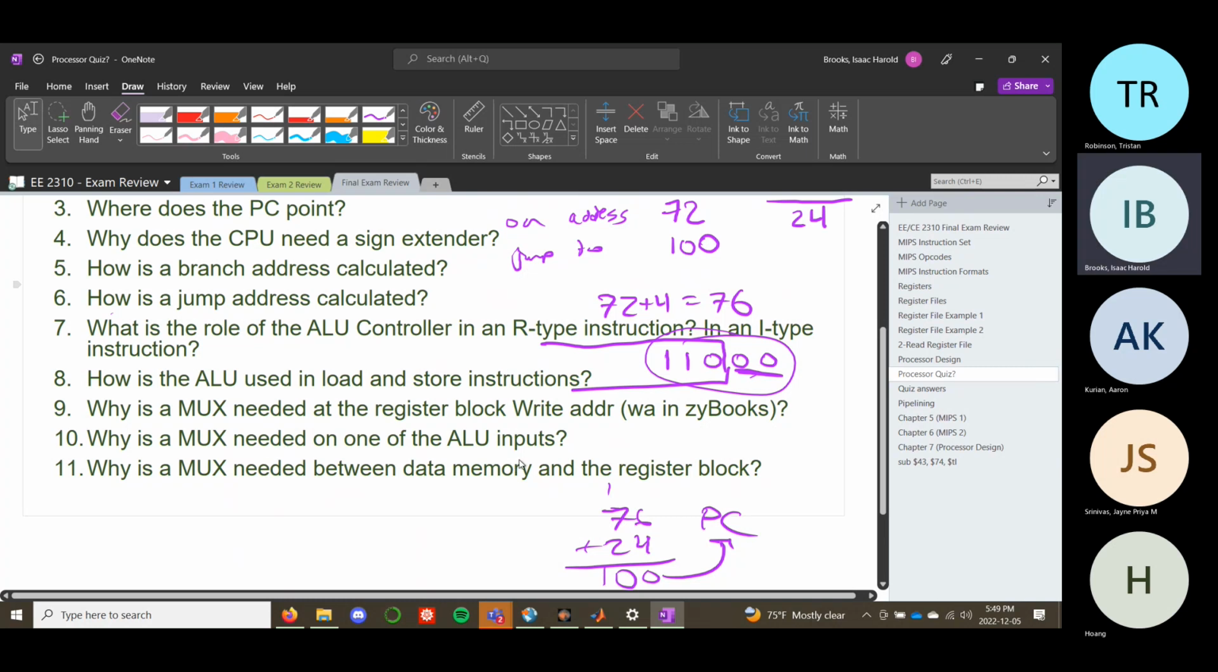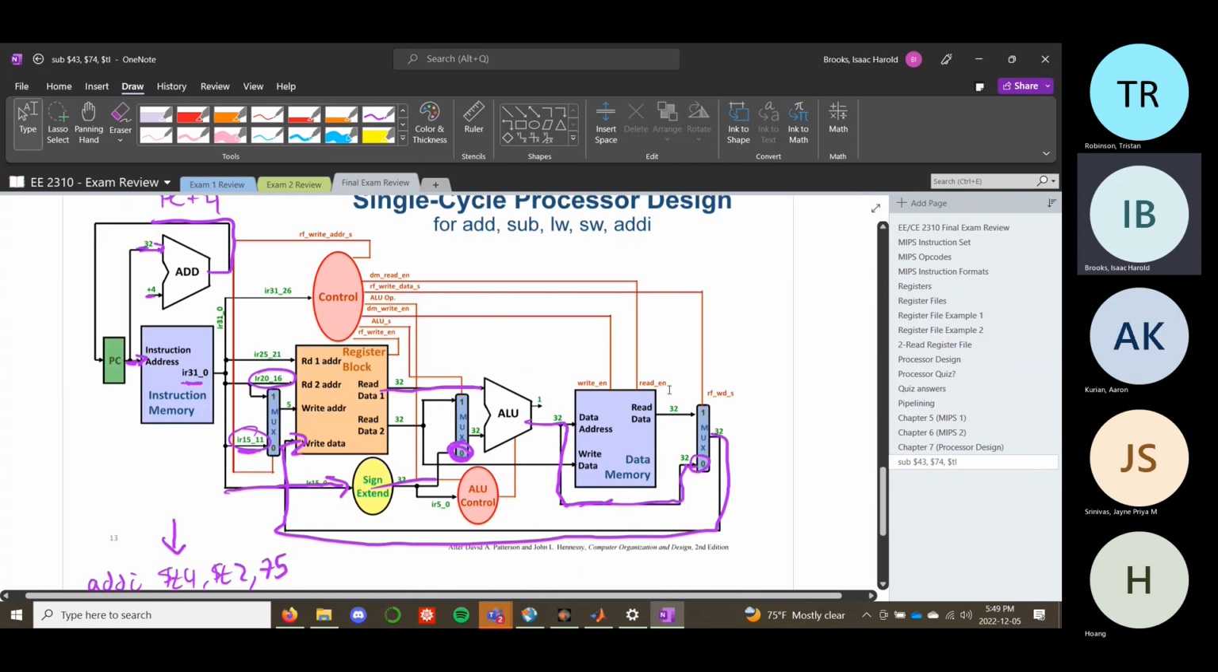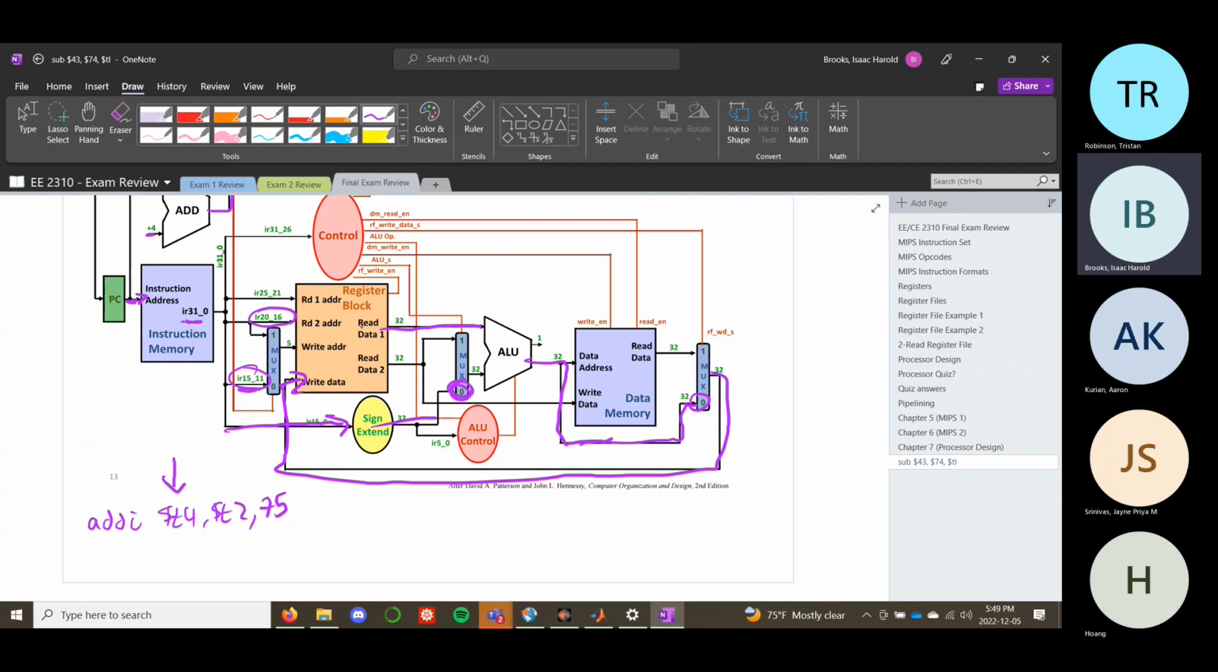And why is a MUX needed between data memory and the register block? So that MUX, if you're reading from data, maybe say for a load word, you're loading something from data, that's going to come out right here. And you need that to end up at the register block, then you select this path. But if you're going to store the ALU results into the register file, then you're going to take the bottom path.